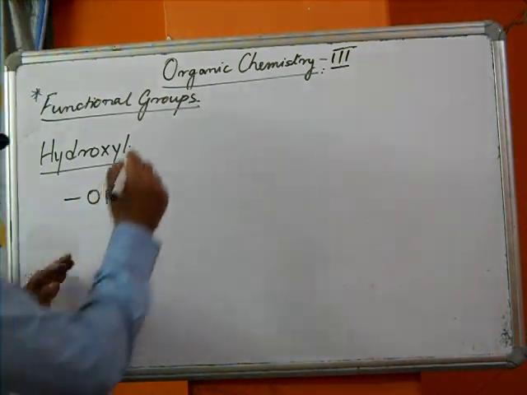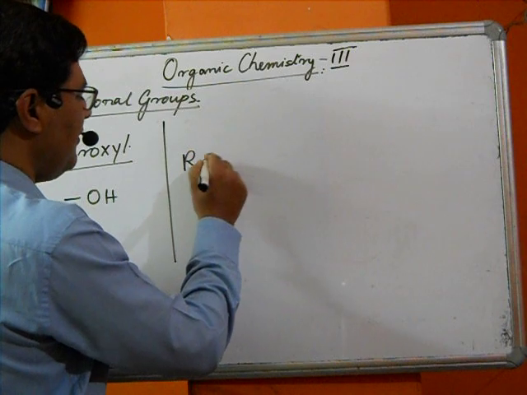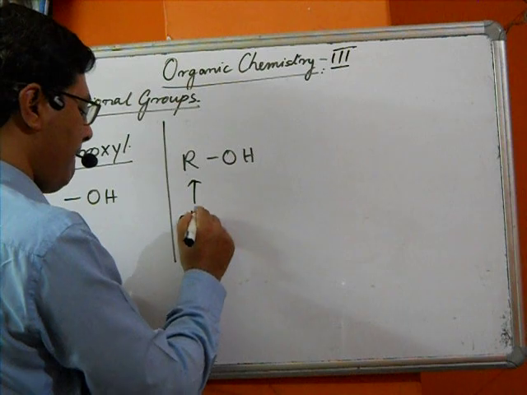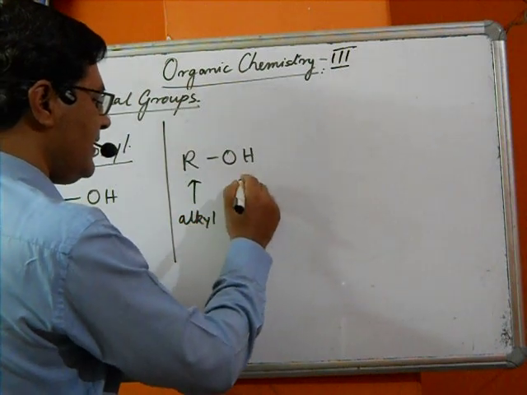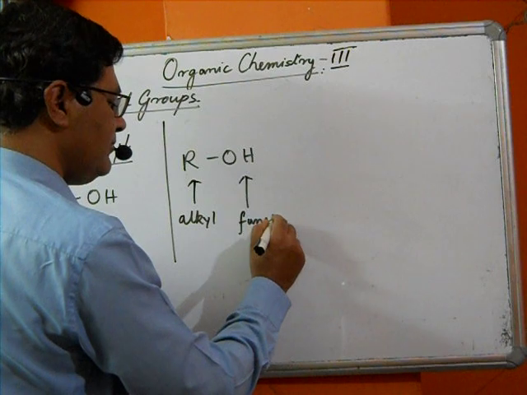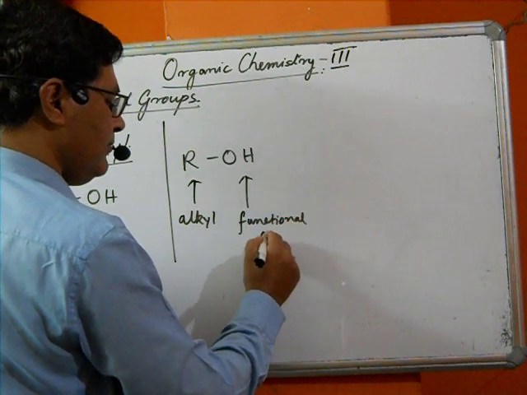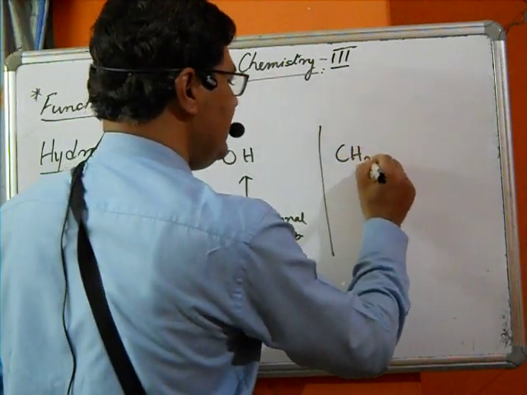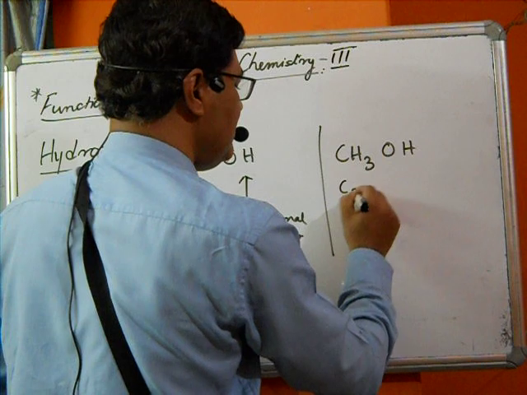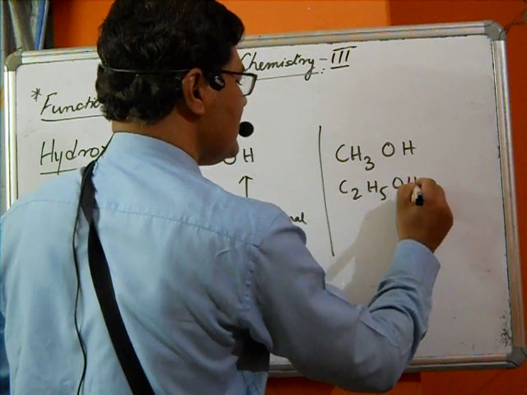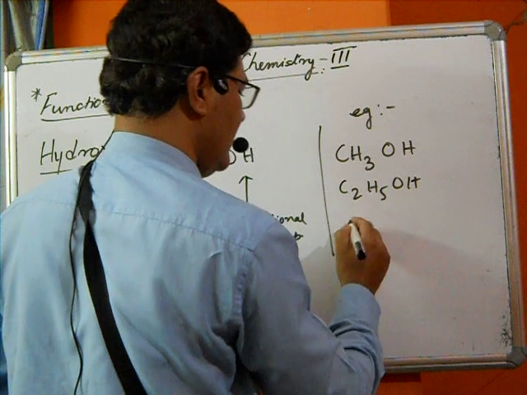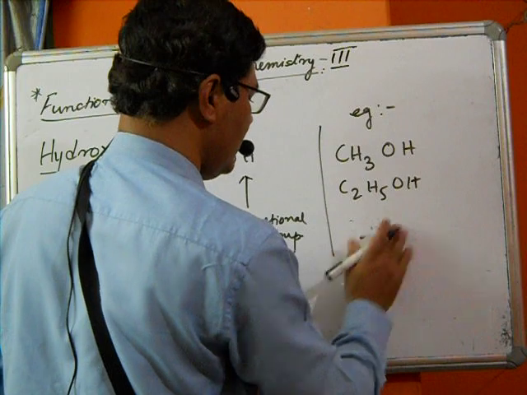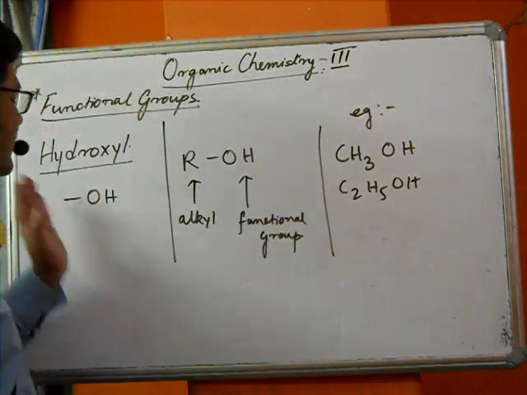Okay? Like the general formula will be ROH. Once again, what is R? R is the alkyl group. And this is what? This is a functional group. Examples will be what? CH3OH, C2H5OH. We have done already C2H5OH. So they are hydroxy derivatives, OH.